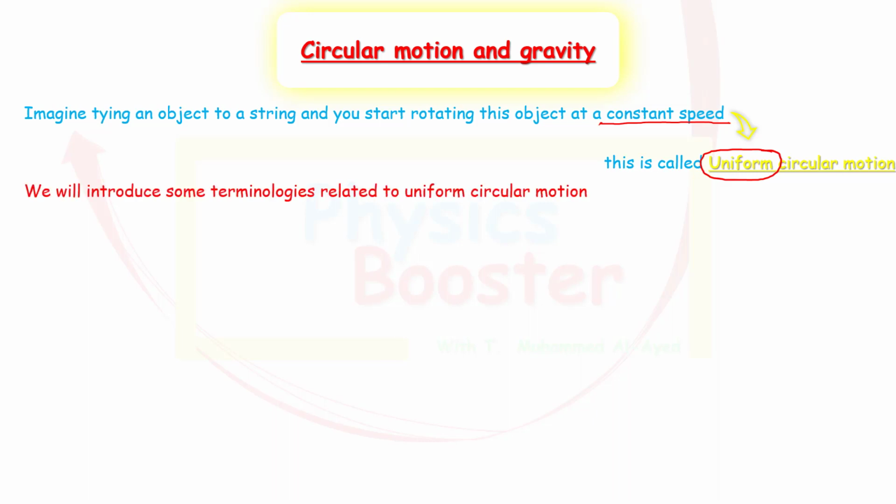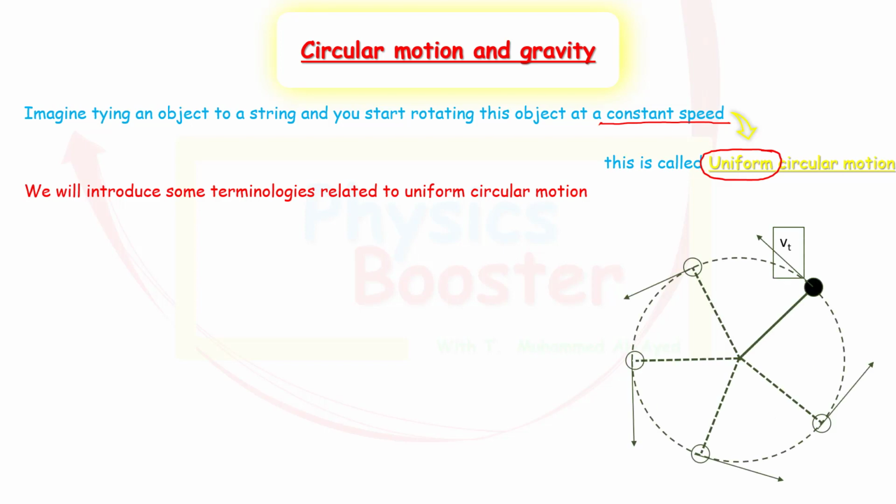Okay? Now, to make things clear, we must introduce some terminologies related to uniform circular motion. Let's start with this image right here. It shows an object that is being rotated, as you can see. This is the center of rotation right here, and the object now is rotating in a circular motion. So this is our object. Now it's clear that the object is rotating counterclockwise. Okay, now is the direction important? Actually, not very much. We will see why right now.